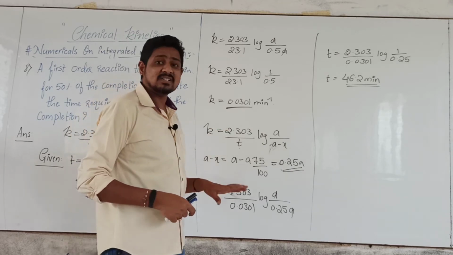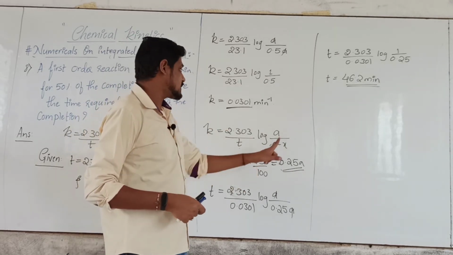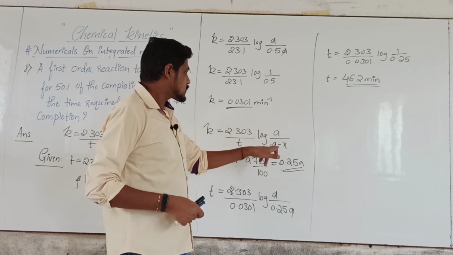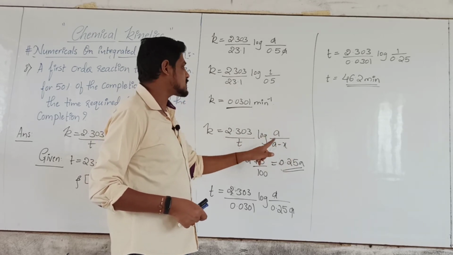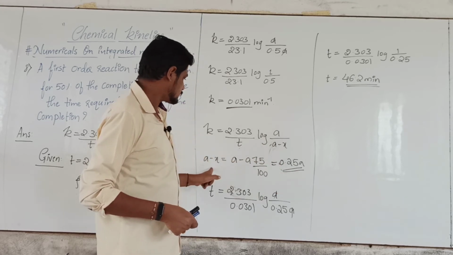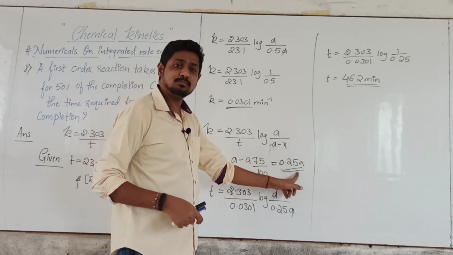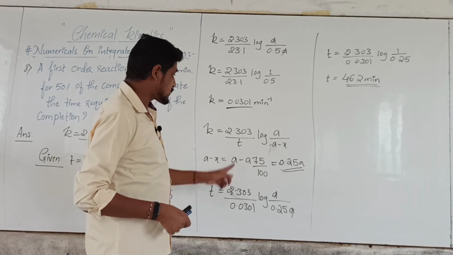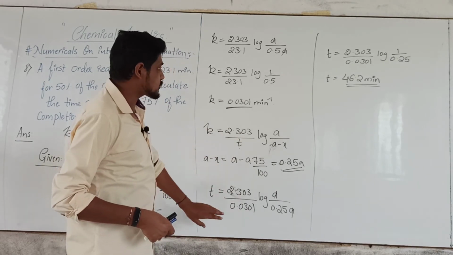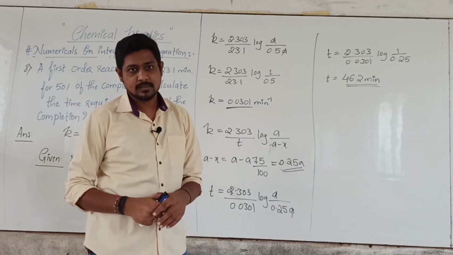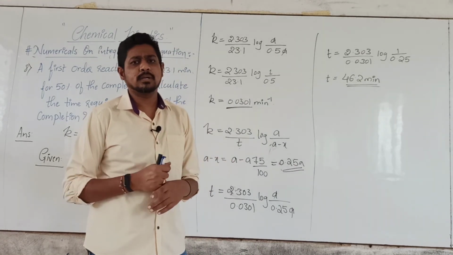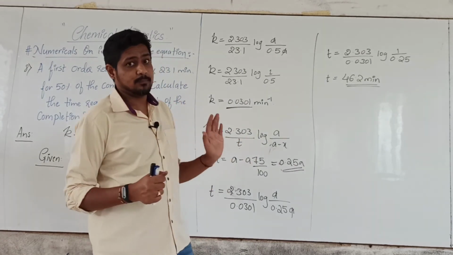Now the reaction is 75% completed, means A will remain the same, 100%. So A minus X means 100 minus 75, so it will become 0.25 A. So substitute those values, and on solving, you will get 46.2 minutes.